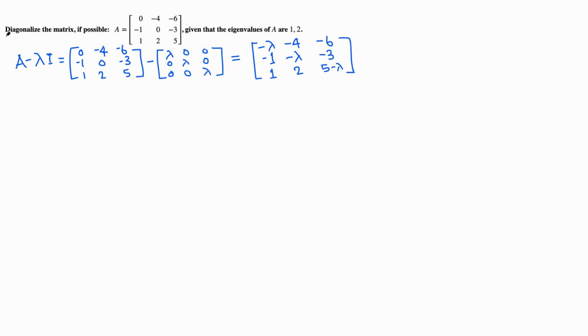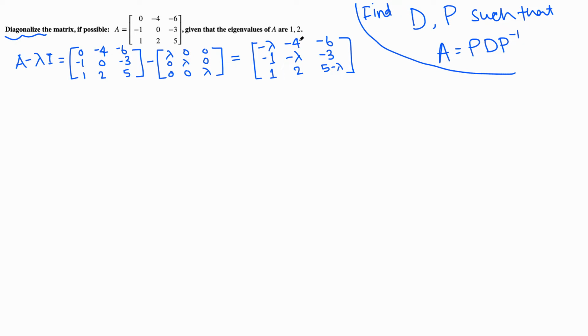So pretty much diagonalize means we want to find a diagonal matrix D of eigenvalues and an invertible matrix P whose columns are the corresponding eigenvectors. So find D and P such that A equals P D P inverse. Okay, so this is the type of factorization we are trying here, and the eigenvalues are given here, so it saved a lot of work.